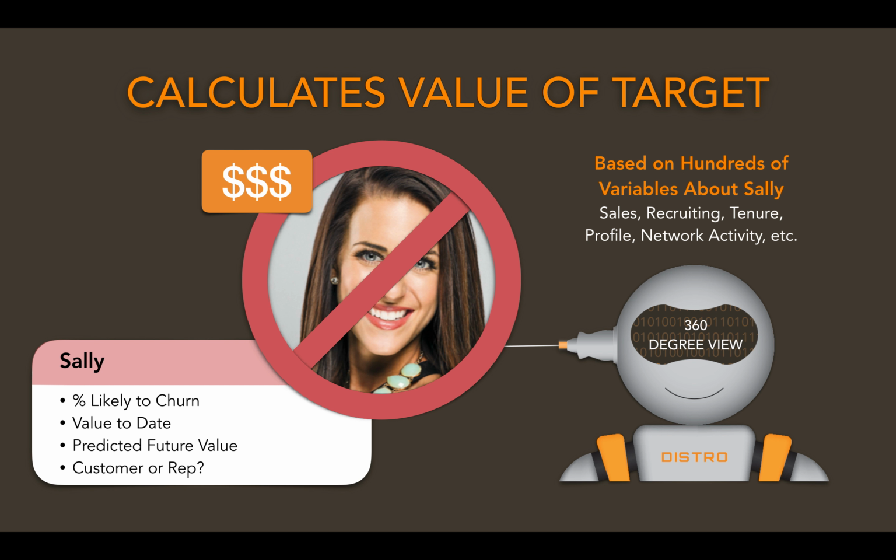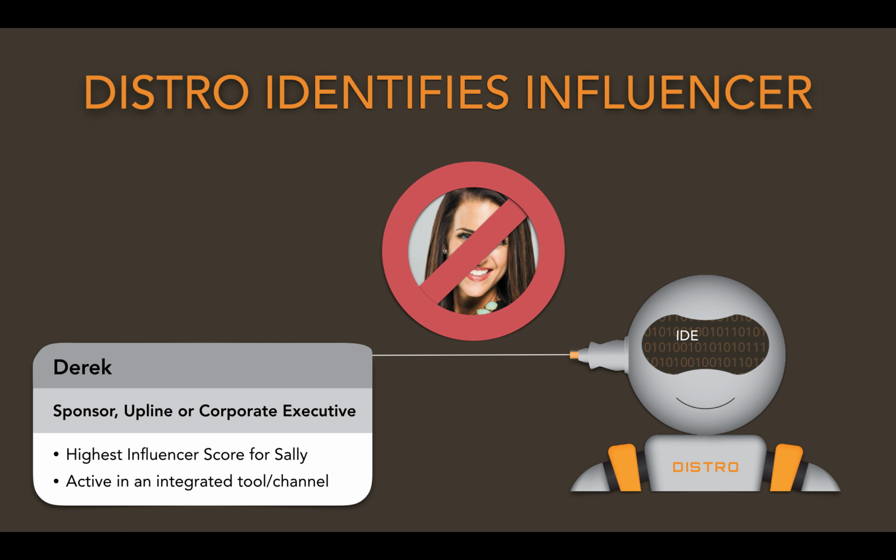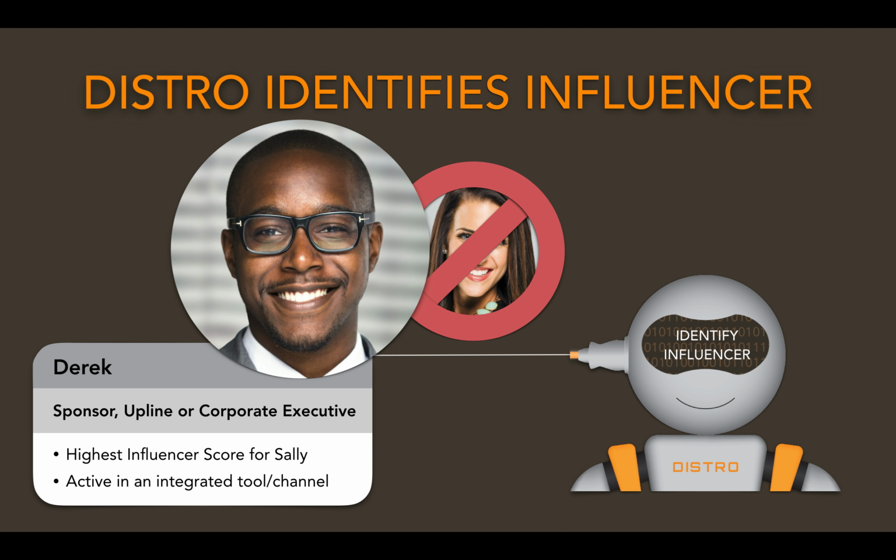And also, how has she been behaving? Is she behaving more like a customer, more like a rep, somewhere in between? We have identified at least 10 different behavioral segments that we have to put Sally into one of them so we can understand what kind of messaging, what does she really want from the business? Now that we've got that picture of Sally, we got to look at her influencers. Who in her upline, or if she's valuable enough, corporate, do we need to be alerting to get into action about Sally? So we've got a whole bunch of algorithms that do influencer scoring to find the right person.